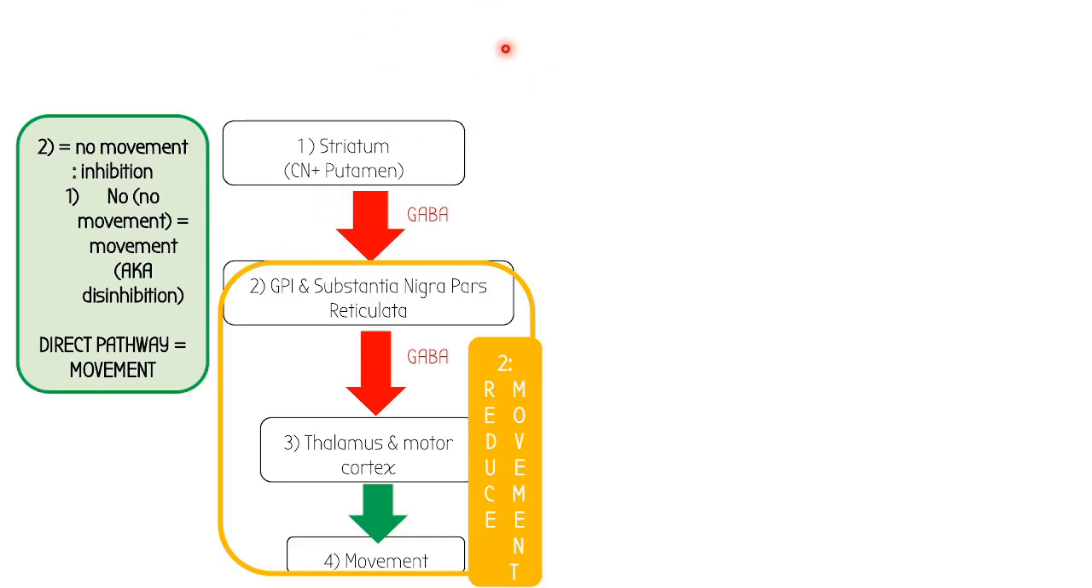Essentially how it works is when your body wants to move something, it will send fibers from the cortex, from your thinking bits of the brain, to excite the striatum, and the striatum, by the direct pathway, will inhibit this inhibition, leading to disinhibition, leading to nice smooth movement.